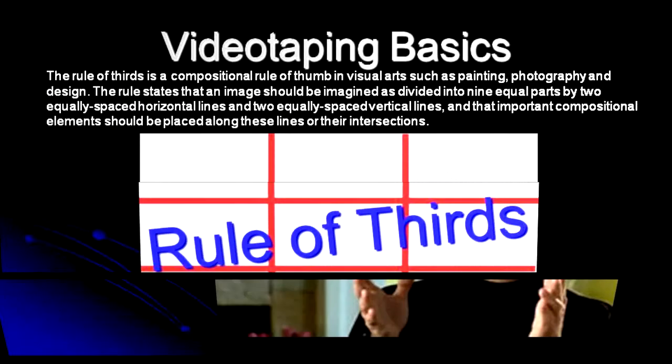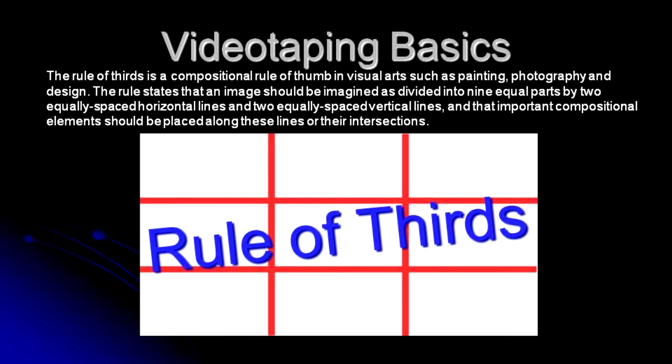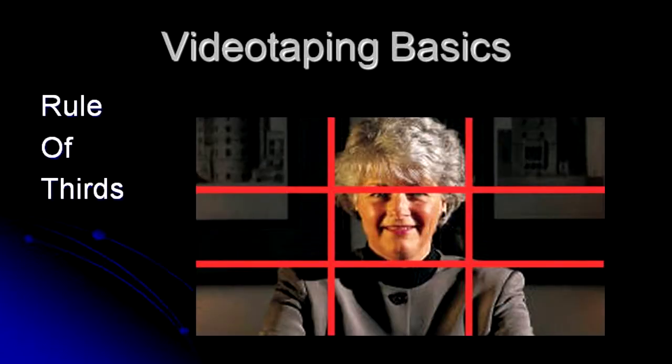The rule of thirds is a compositional rule of thumb in visual arts such as painting, photography, and design. The rule states that an image should be imagined as divided into 9 equal parts by 2 equally spaced horizontal lines and 2 equally spaced vertical lines, and that important compositional elements should be placed along these lines or their intersections. Here is an example of the rule of thirds.